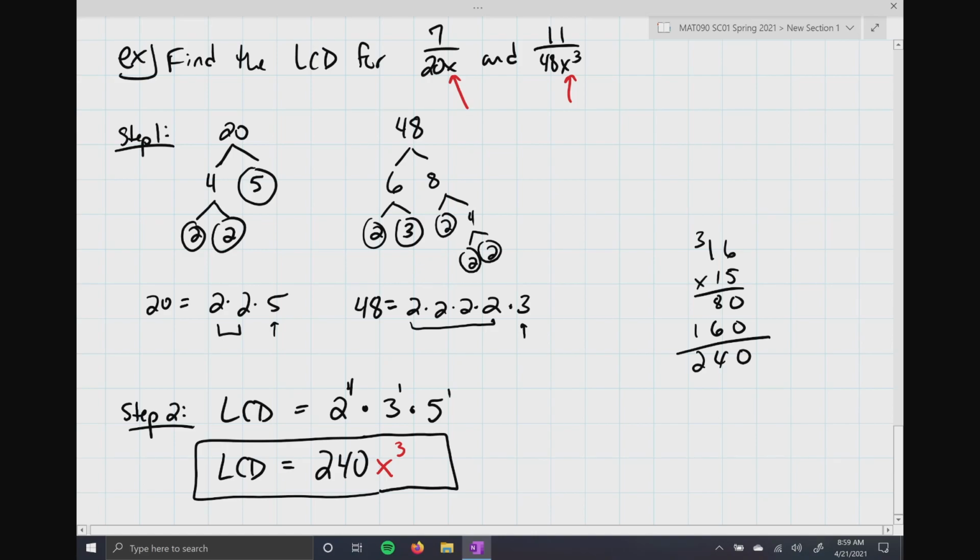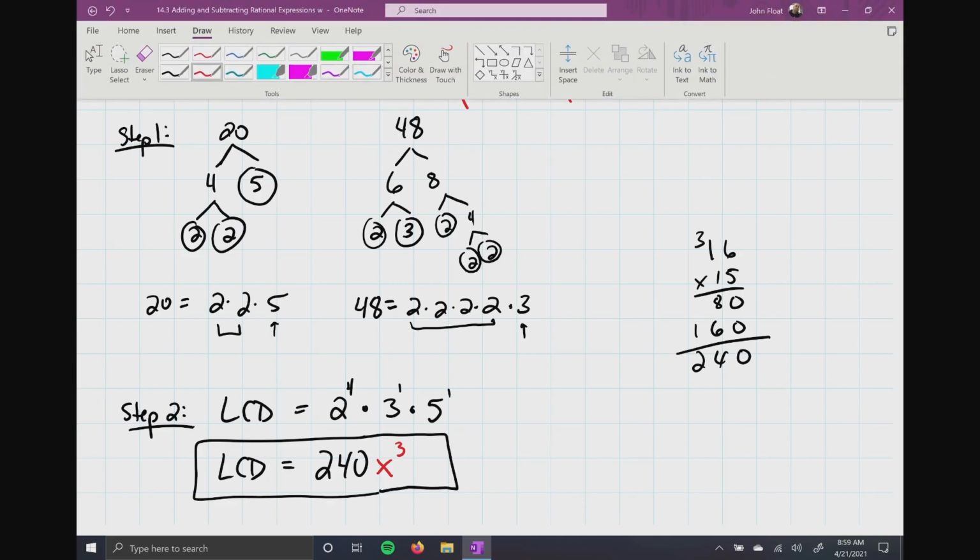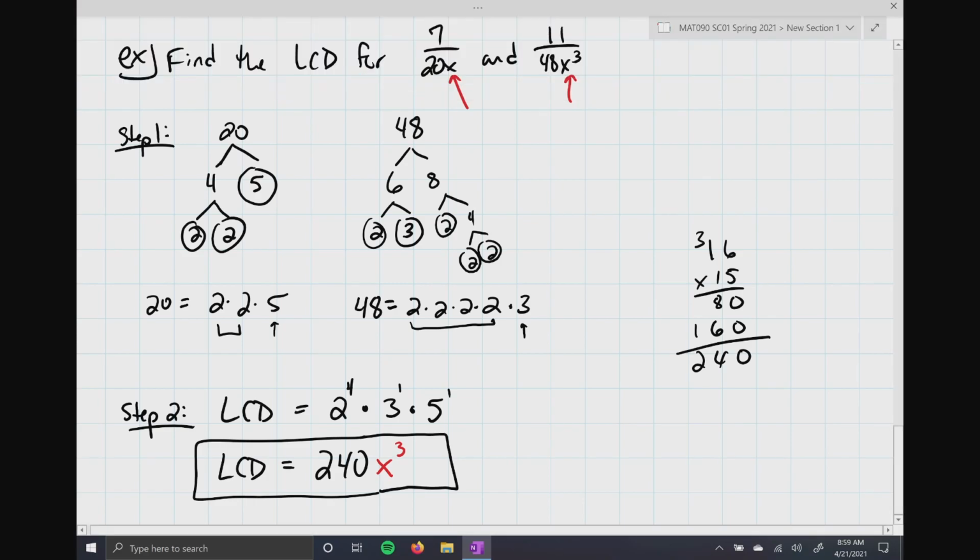All right, now, I'm going to be honest with you. Finding the LCD for numbers, personally, I think is more difficult than finding the LCD for a rational expression. Rational expression LCDs are very simple. You're just going to multiply the unique factors. You may have to factor something. You may not. Let's look at a simple example.